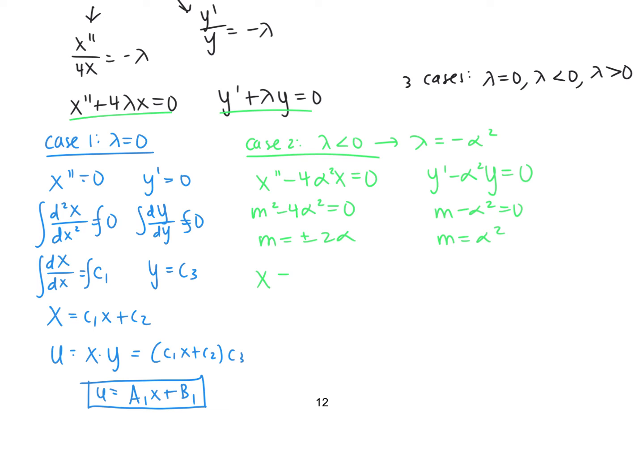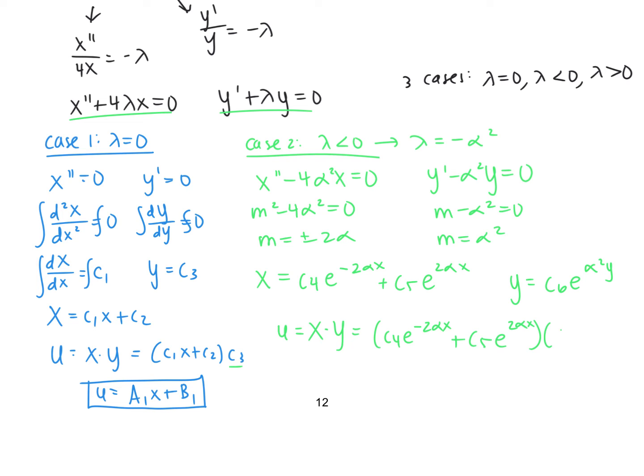Okay, so then our x equation, if we remember, we got all the way up to c3. So this is going to be c4 e to the negative 2 alpha x, add c5 e to the 2 alpha x. And our y will be c6 e to the alpha squared y. So then, if we go to our solution u, which again is big X times big Y, that's going to be c4 e to the negative 2 alpha x, add c5 e to the 2 alpha x, multiplied by c6 e to the alpha squared y.